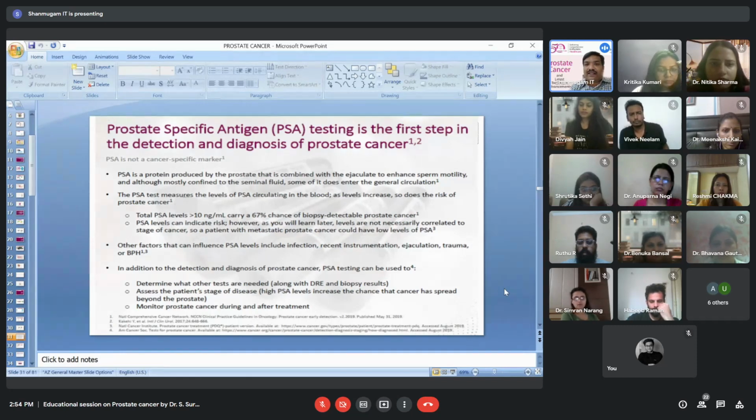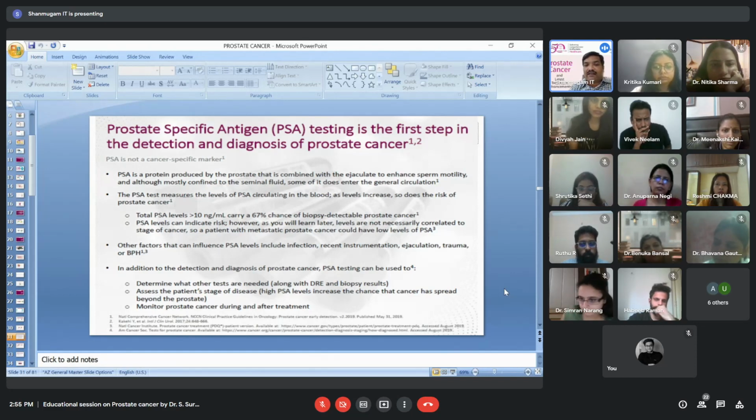So PSA level is the first step, as we have discussed earlier, and we need to measure the levels of PSA. A total PSA of more than 10 nanograms per ml carries a 67% chance of biopsy-detectable prostate cancer. In addition, we also need to know the patient's age, because as the patient gets older, the PSA level can also increase. And we need to know the staging.